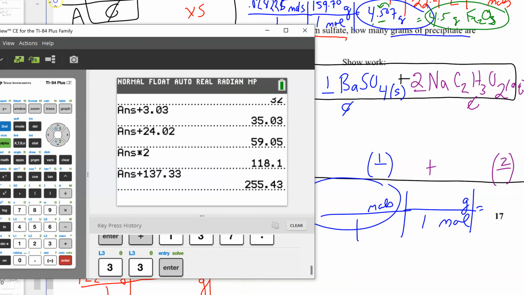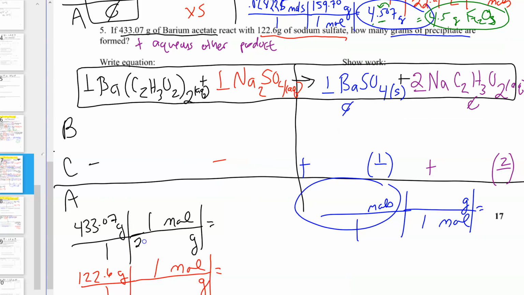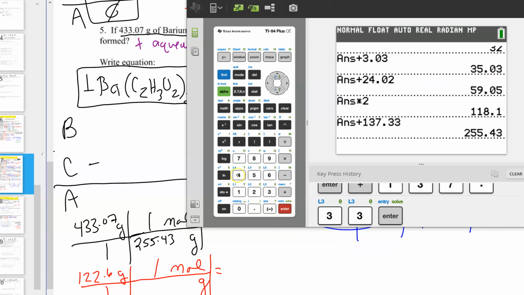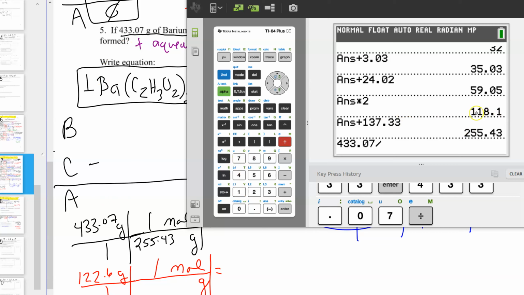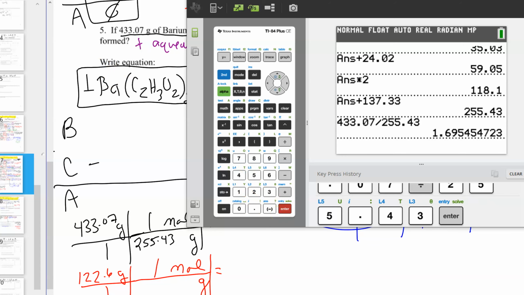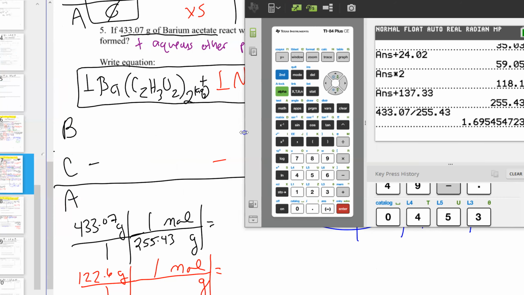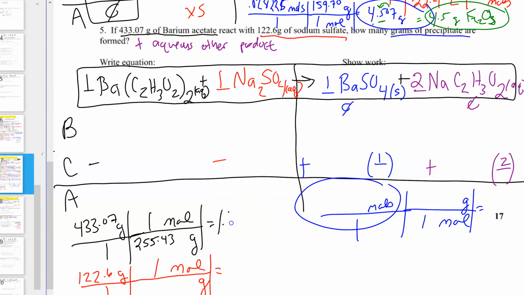Okay, so where are we at right here? So how many moles of barium acetate do I have? We've got to take our 433.07 grams that were given in the problem and divide by the molar mass we just solved for, 255.43, and that's going to give us 1.695. That's going to be how many moles of the barium acetate we're starting with.